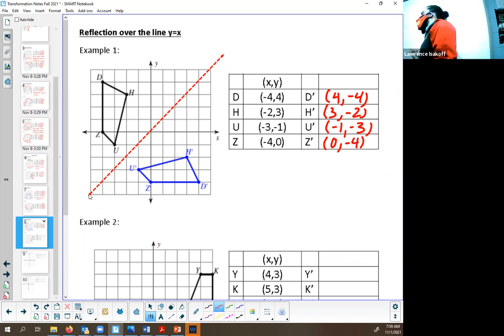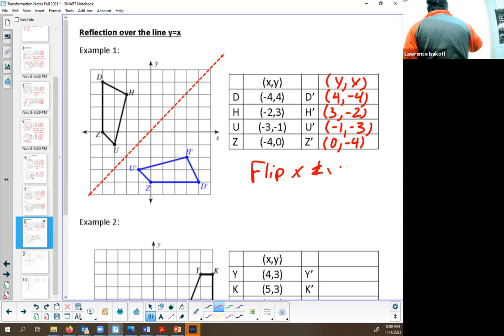So what appears to be happening with my x and y values here? They just switch. So the line y equals x, all that's saying is flip x and y around. I don't have to do anything with the signs, just flip x and y. So it now becomes (y, x).